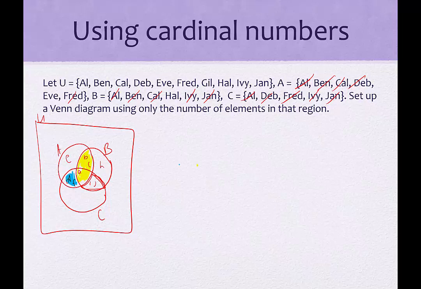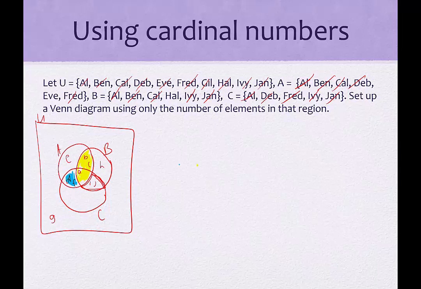Now, is everyone accounted for? I see Al, Ben, Cal, Deb, Eve, Fred, Gil. Do we have Gil yet? No Gil. So Gil is going to go out here. Gil wasn't in any of the 3 given sets, A, B, or C. Hal, Ivy, and Jan. Okay, so that's it. So that's what it would look like. That's our normal Venn diagram. That's the one that we know and love.